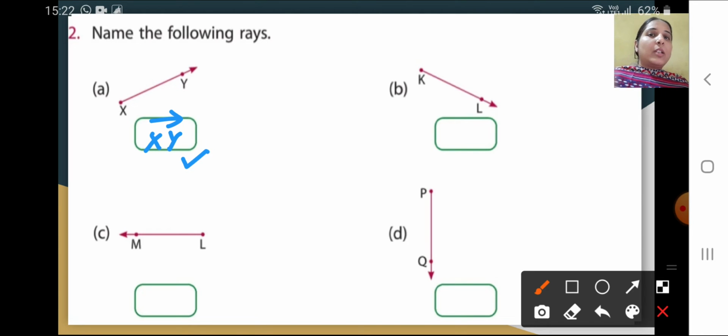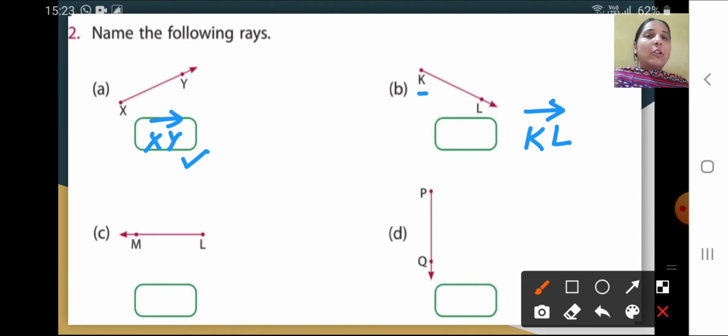Okay? Now let's move to question number B. How will it be named? Can you tell me? Can you write it before me? Yes. First we will start with K, because K is the end point here. Okay? So we will write K, then L, and a small arrow above that, pointing towards the right side always. Okay?